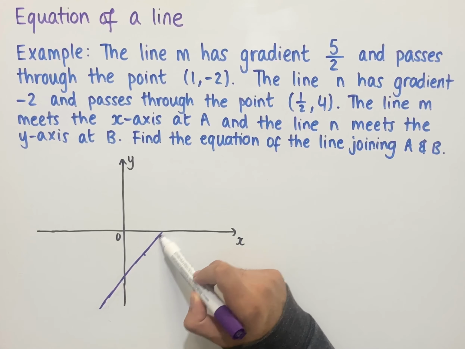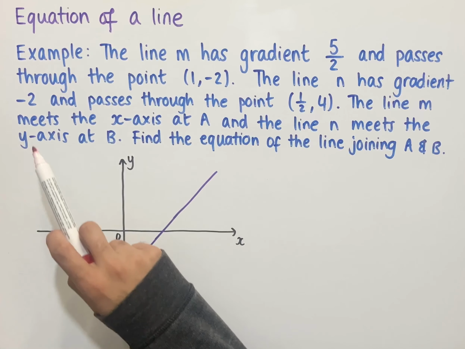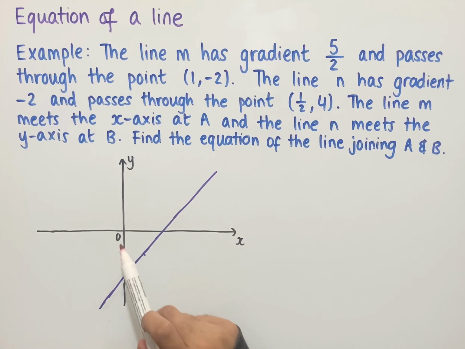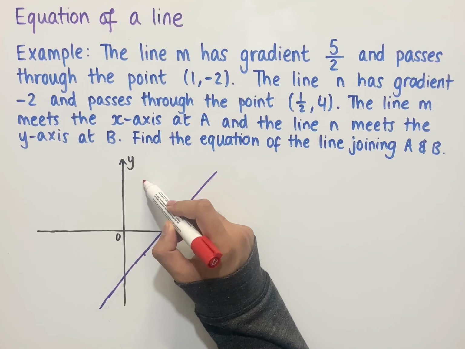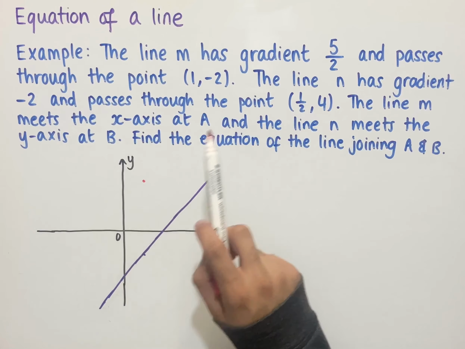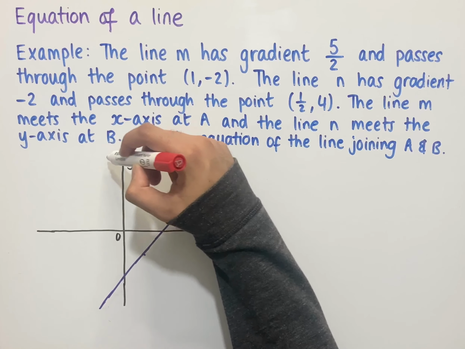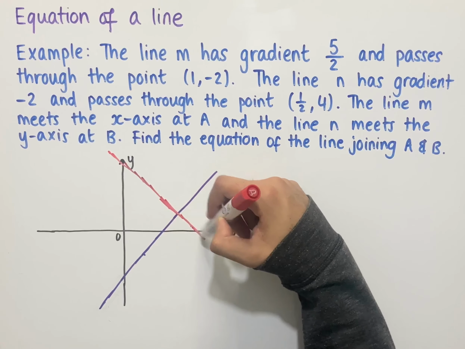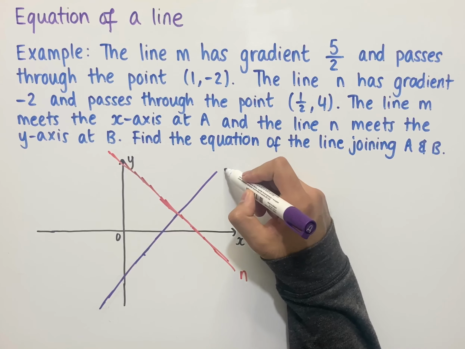that the line M has a positive gradient, and so the shape of this line should roughly end up looking like this. We're then told that the line N has gradient -2, so it has a negative gradient, and it passes through the point (1/2, 4). So if we go across to a half and we go up to 4, then let's say that point is here. Because this line N has a negative gradient, the shape should look roughly something like this. And so we end up with these two lines here, where this line in red is line N and this line in purple is line M.